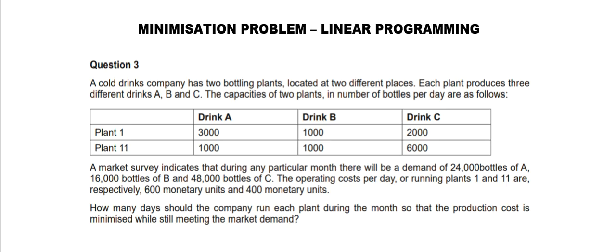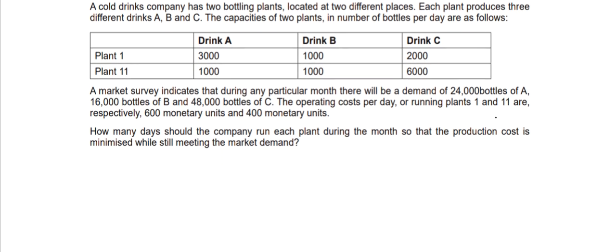So when you look at this problem, we have to minimize the total production cost while meeting the market demand. We need to determine the number of days each plant should operate. This problem can be solved using the graphical method of solving linear programming problems. What do we have to do first? We have to express this problem in a standard form. So first, we are going to define the variables.